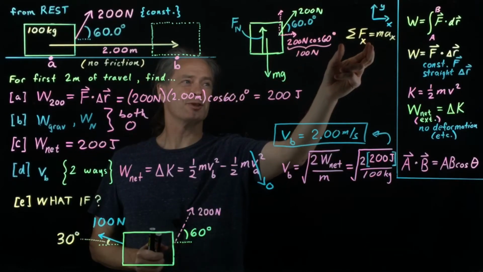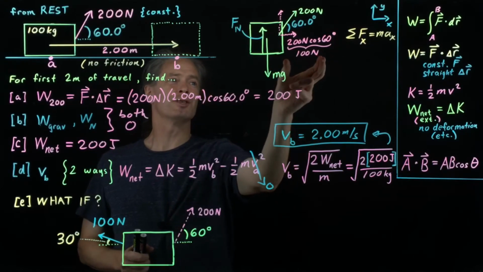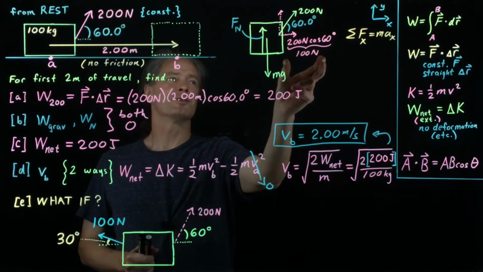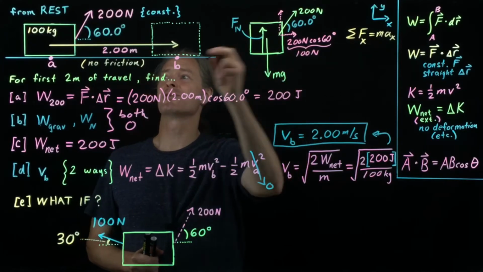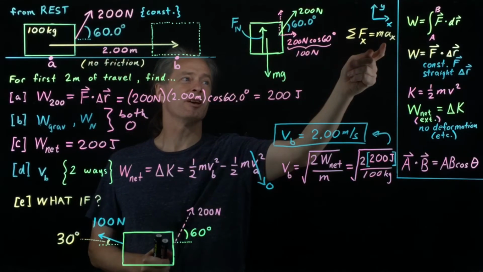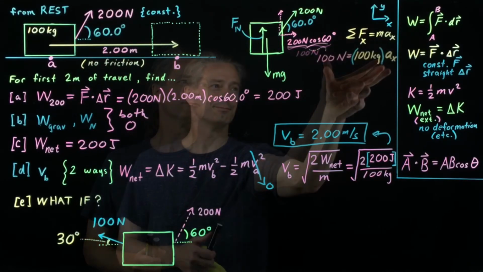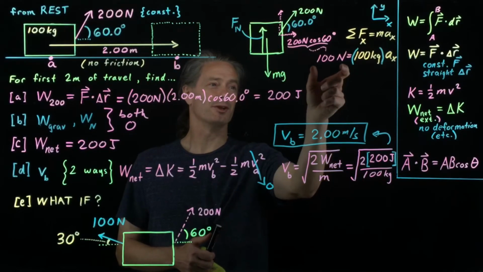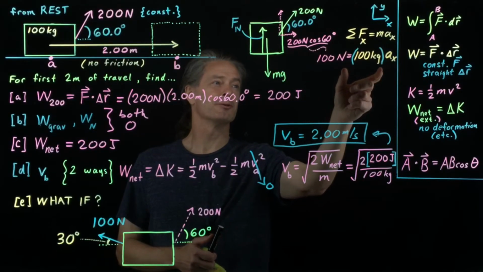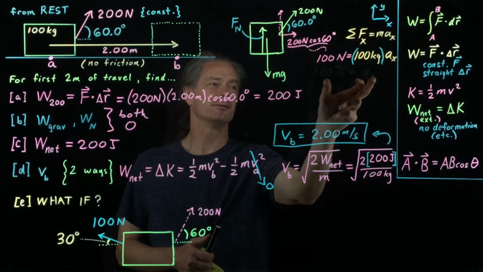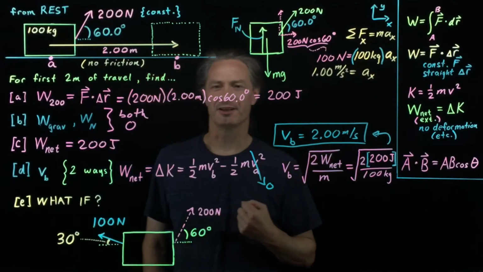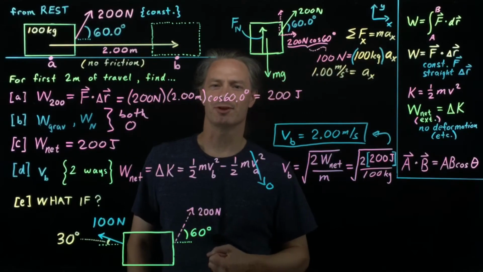Looking at the sum of the forces in the x direction, I see only this one, the 100 newtons. So that's going to be equal to the mass, 100 kilograms, times a sub x. So I'll write that here. Solving for a sub x, 100 newtons divided by 100 kilograms will give me 1 meter per second per second. So the crate is accelerating to the right at 1 meter per second per second.